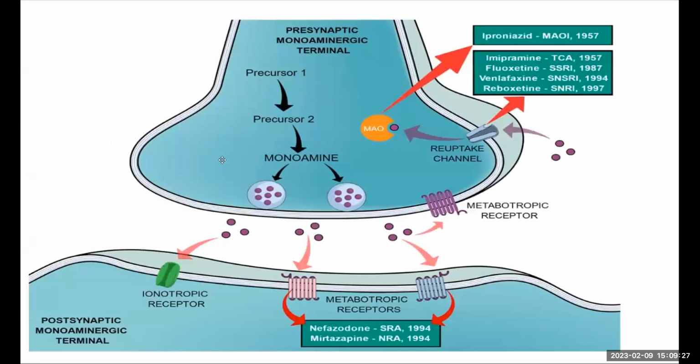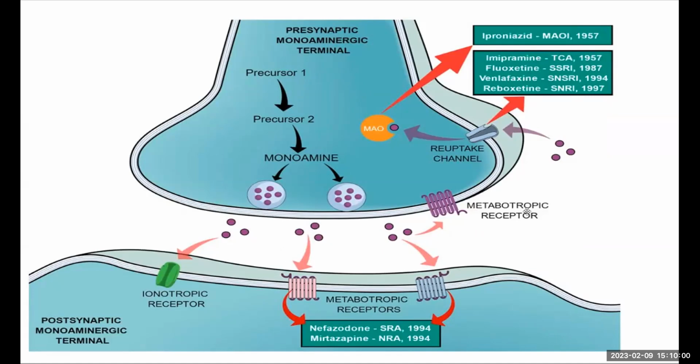So this is the presynaptic neuron. This is the synaptic cleft and the postsynaptic neuron. The vesicles contain the monoamines, serotonin and noradrenaline. These are released into the synaptic cleft and work on the ionotropic and metabotropic receptors for postsynaptic membrane depolarization and effect. These are released in large quantities and go on to attach to these receptors.